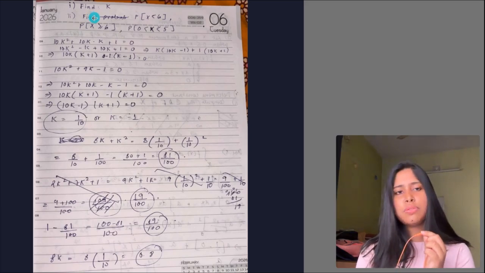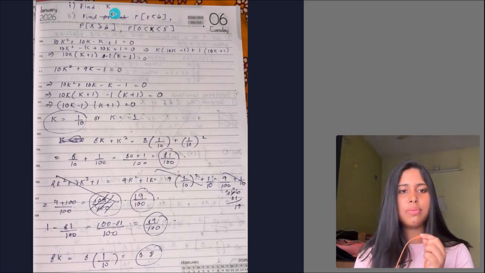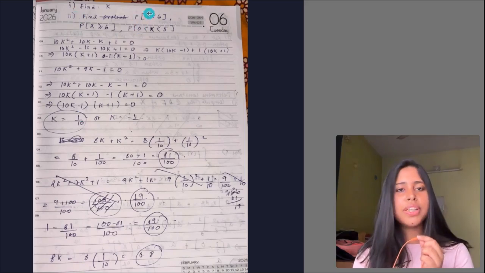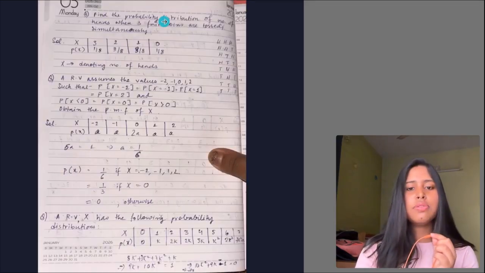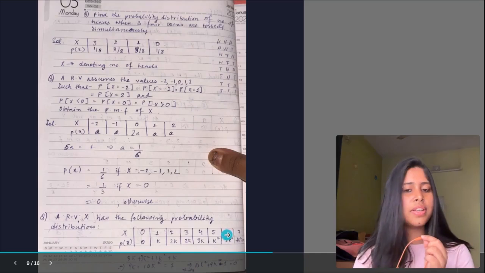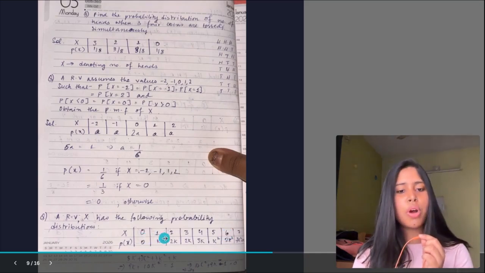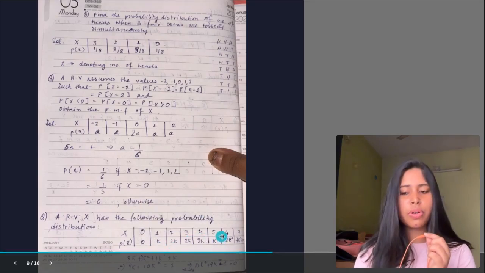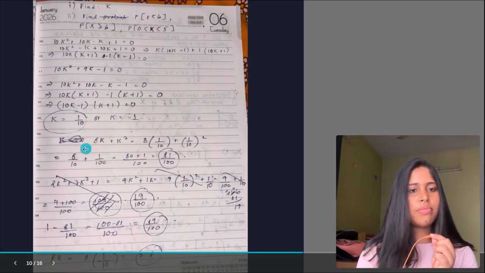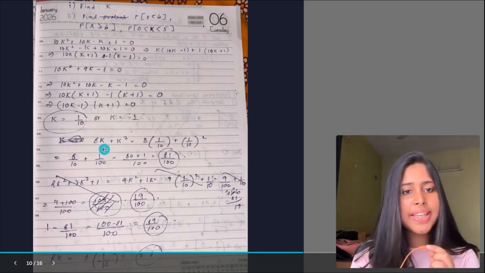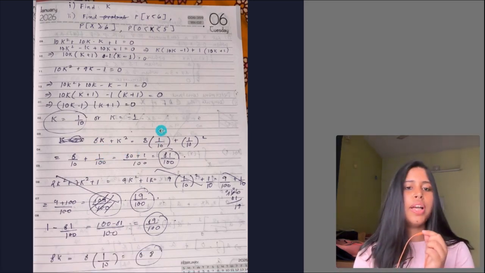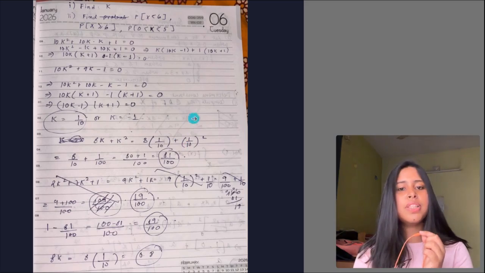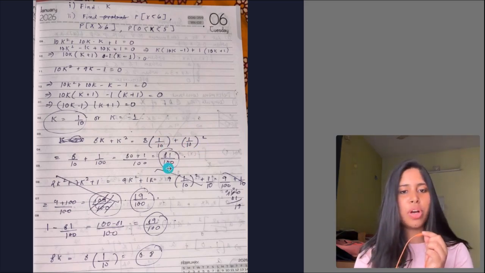What are the things we need to find? Okay, first is find k. We already found k, which is 1 by 10. Number 2 is probability of x less than 6. For less than 6, will you consider 6? No. You will consider 0, 1, 2, 3, 4 and 5. So k plus 2k plus 2k plus 3k plus k square. Okay, see here, 8k plus k square is equal to 8 into 1 by 10 plus 1 by 10 square. We get 81 by 100.